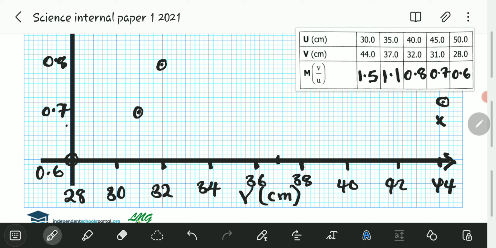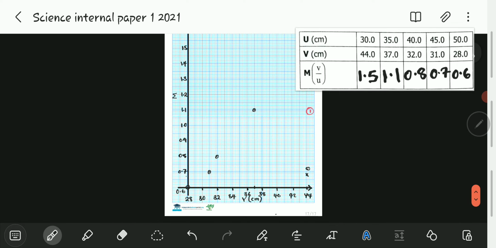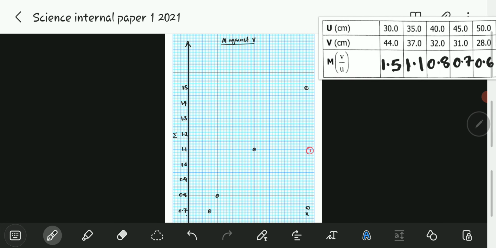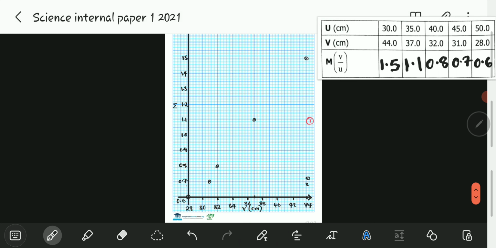So now, allow me to zoom out. Once you've done that, you will get a mark for correctly plotted points. Now the graph spans from where we started, which is this point, to the last point, which is this point. So what we now need to do is connect with a best fit.